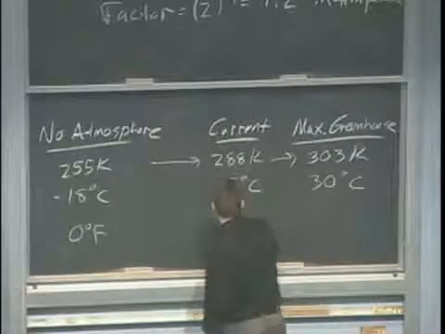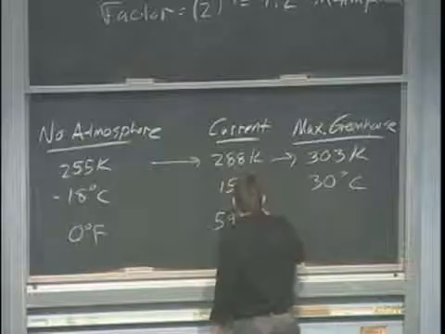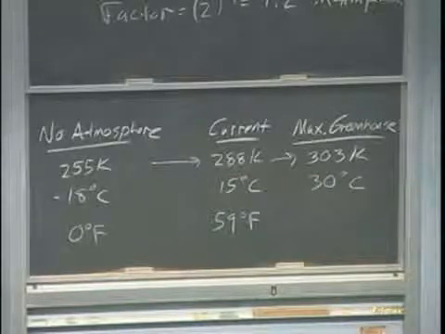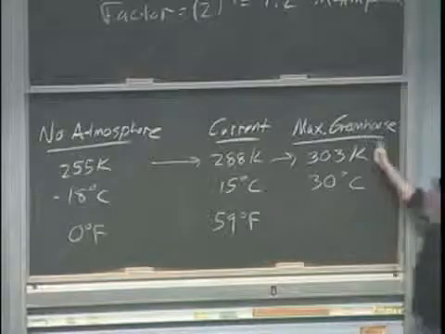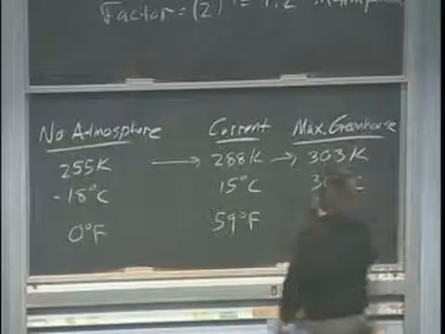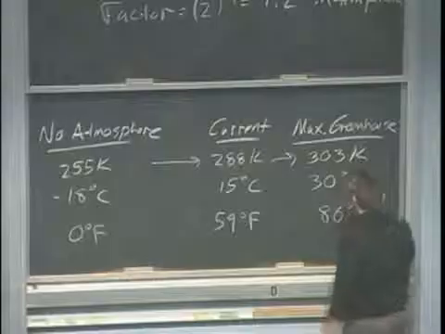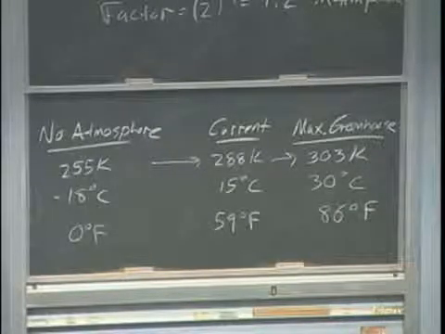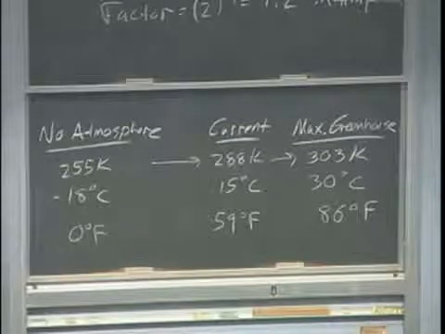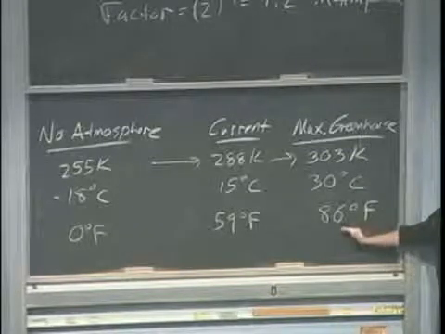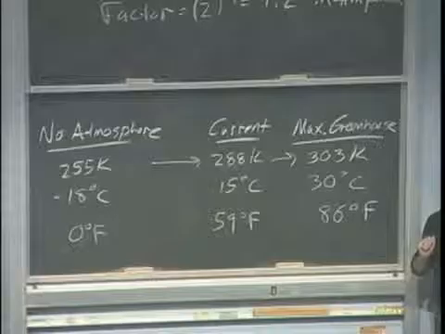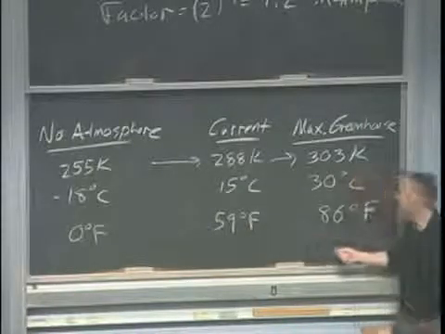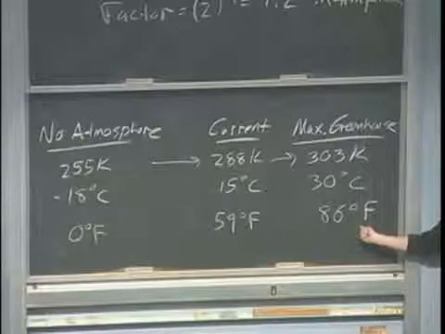The current temperature is about 59 degrees Fahrenheit on average over the surface of the Earth. And the maximum, if we really pumped up the greenhouse effect, would be about 86 degrees Fahrenheit. So this is the maximum limit on how much effect we can have on the atmosphere. What is that, about 27 degrees above where we are now.